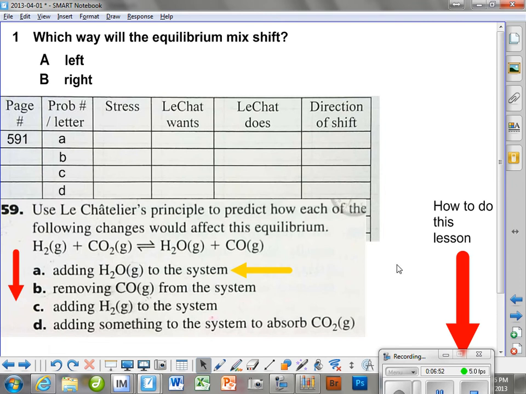So the problem is right here, so it's very easy to follow, and let's go ahead and solve the problem. We are going to be working with this balanced equation, and we're going to start with letter A. In this one, the stressor is going to be water, and that stressor is going to be added. So we're going to put water here as the stress, and the stress is water increasing. We're going to increase the concentration.